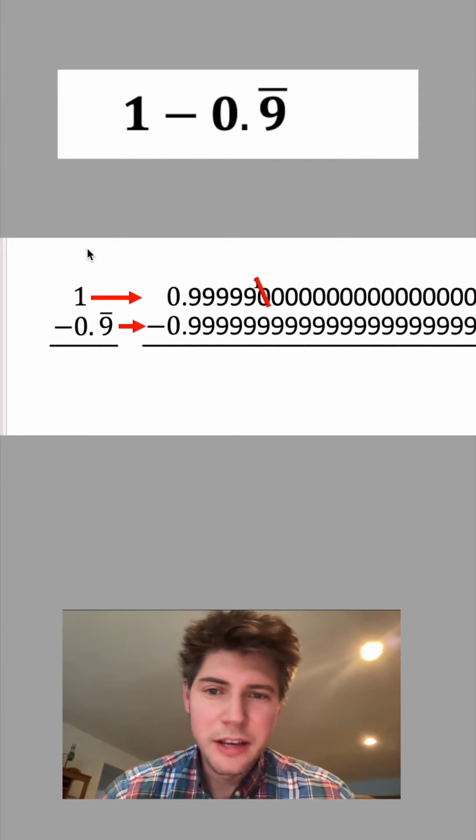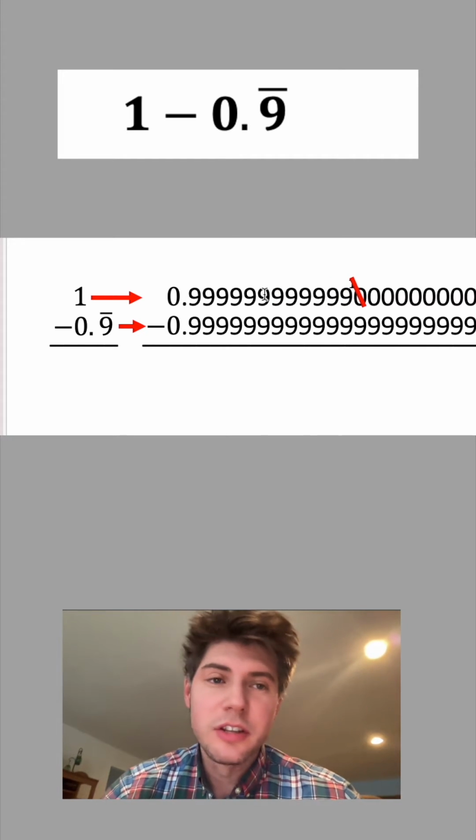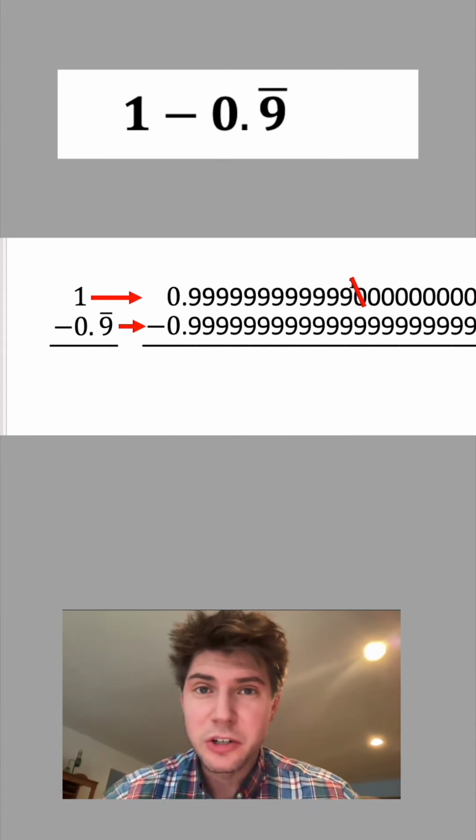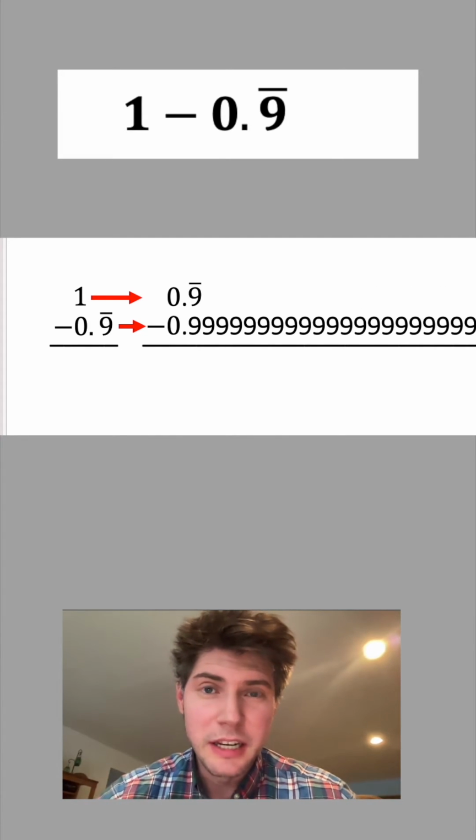Borrow again, borrow again, borrow again. I'm going to keep borrowing. So this is going to become 9s going on forever. I don't have time to go through all those 9s forever, so we have a special notation for that, which is 0.9 repeating or 0.9 bar.